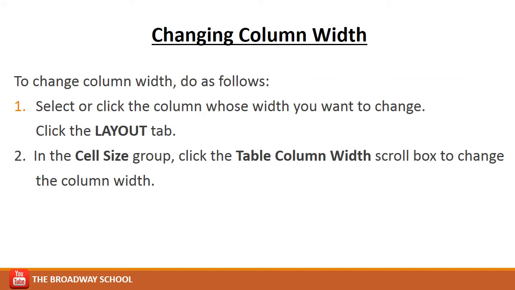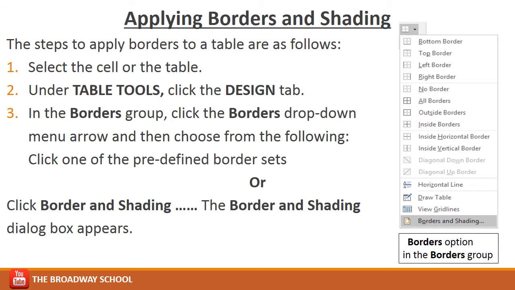Changing column width. To change column width, do as follows. Select or click the column whose width you want to change. Click the Layout tab. In the Cell Size group, click the Table Column Width scroll box to change the column width.